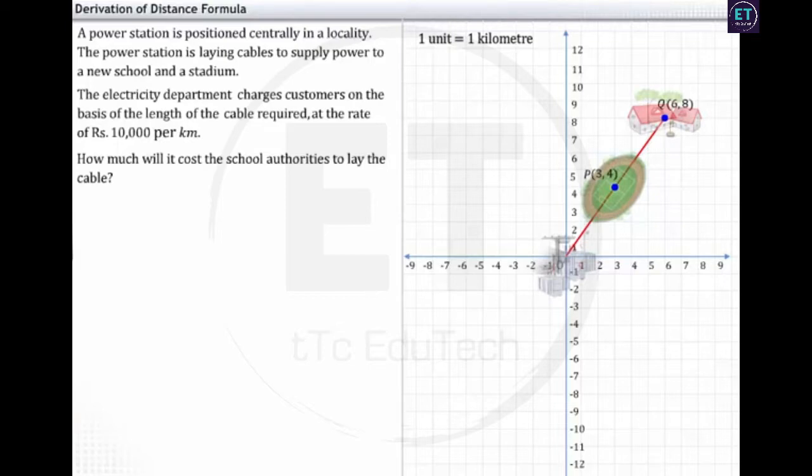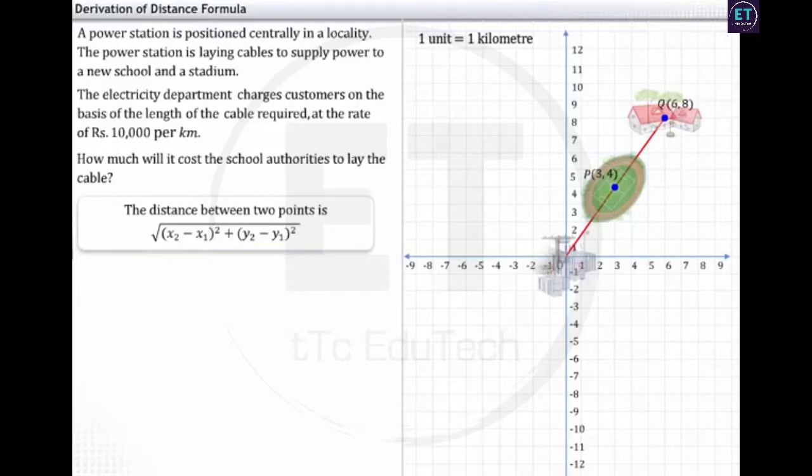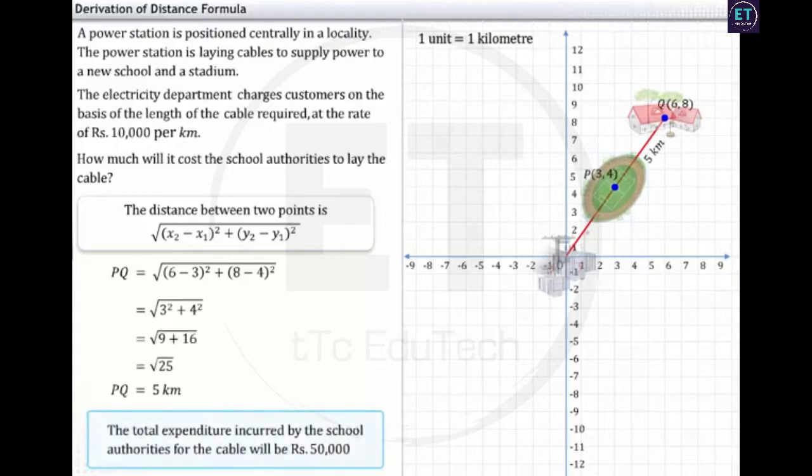The formula for calculating the distance is square root of (x2 minus x1) whole squared plus (y2 minus y1) whole squared. Substituting x1, y1 equals 3, 4 and x2, y2 equals 6, 8 and simplifying, you get distance PQ as 5 kilometers. Therefore, the total expenditure incurred by the school authorities for the cable will be 50,000 rupees.